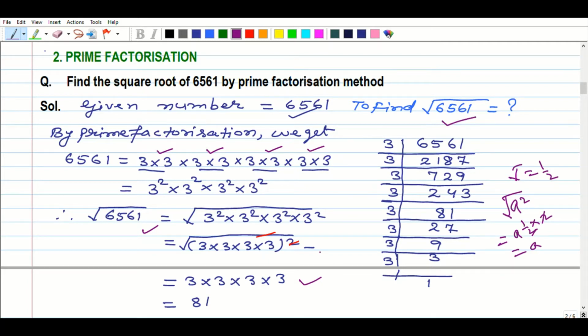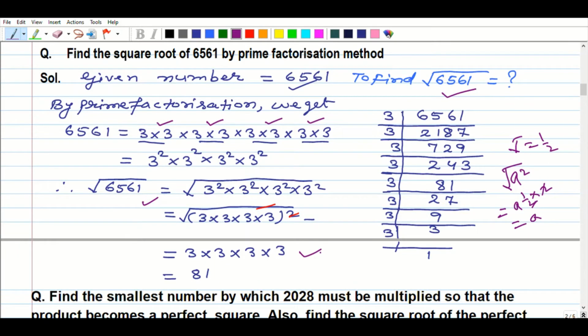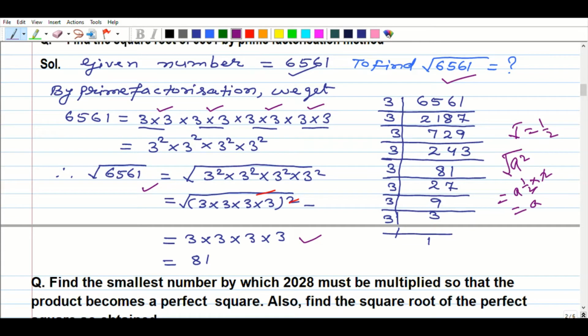Take another example. Find the smallest number by which 2028 must be multiplied so that the product becomes a perfect square. Also find the square root of the perfect square so obtained. Dear learner, resolve it into prime factors and make pairs of identical prime factors. Since here we are finding the square root of a perfect square, prime factors always occur in pairs of the same factors. That concept is required to keep in mind.